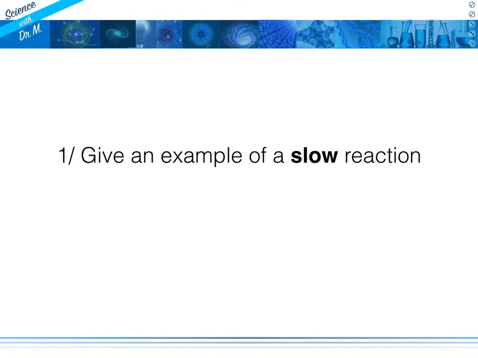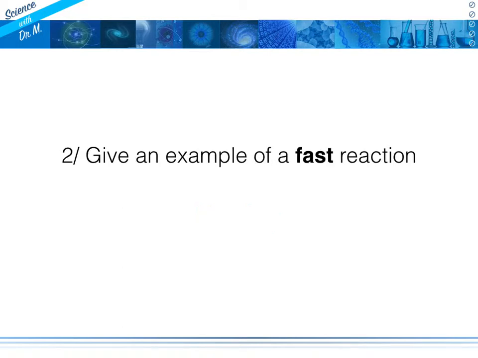Okay, so question number 1. Give an example of a slow reaction. Okay, the answer is rusting. Question number 2. Give an example of a fast reaction. Okay, this time fast reaction. We're looking for an example of a fast reaction, and the answer is an explosion.